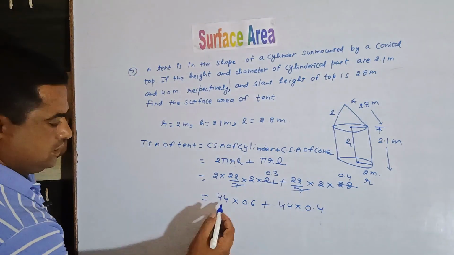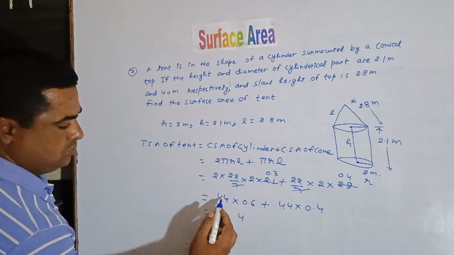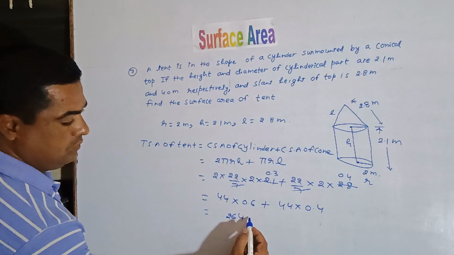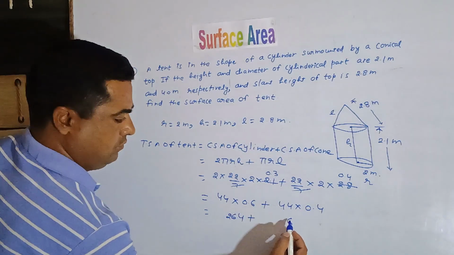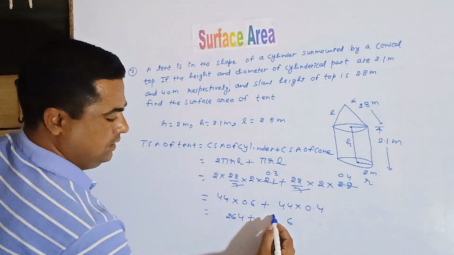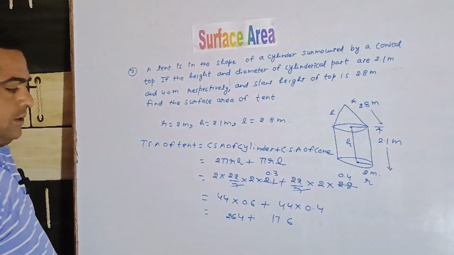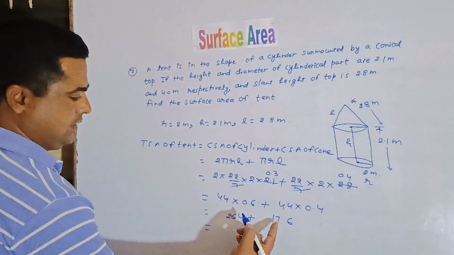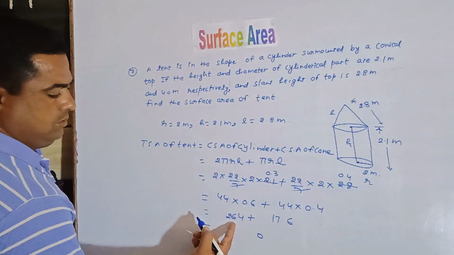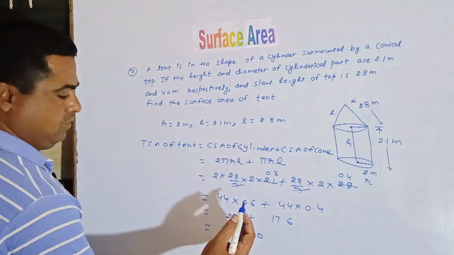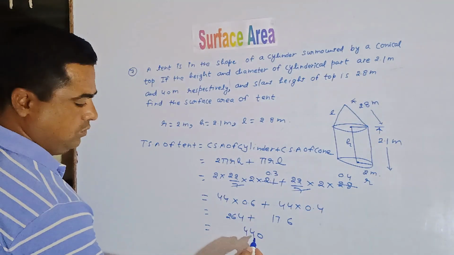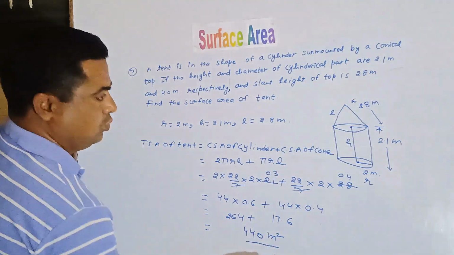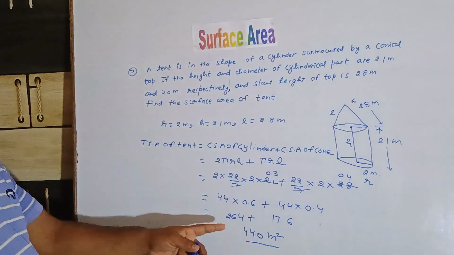Okay, 6 4s are 24, carry 2, 6 4s are 24 and 2 is 26, so this will be 26.4 plus 4 4s are 16, 4 4s are 16 and 1 is 17. Okay, now we'll add both. 6 plus 4, this is 10, carry 1, and 7 plus 6, 13, plus 1, 14, carry 1, 2 plus 1, 3, and 1, 4. So this will be 44 meter square. So the total surface area of this tent will be 44 meter square.